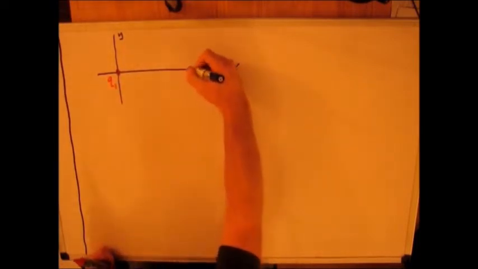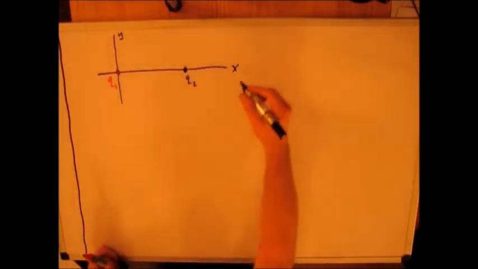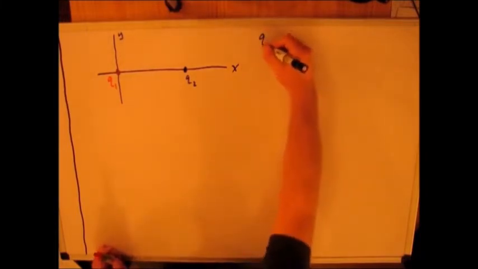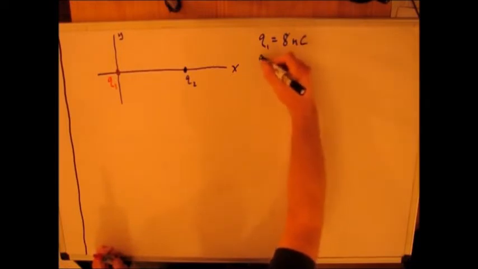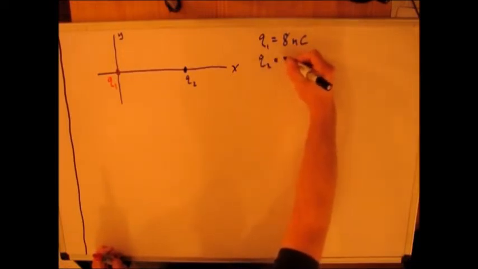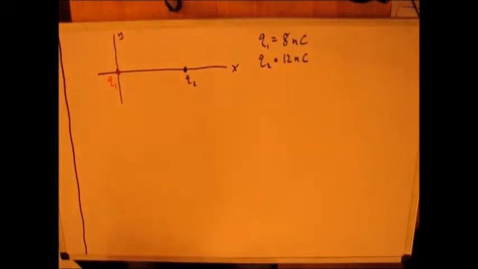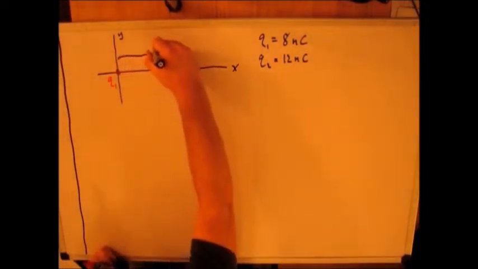And then Q2, and so there are the values of those charges. Q1 is 8 nanocoulombs. Q2 is 12 nanocoulombs. Okay, so these 2 point charges are sitting there, and they're a distance 4 meters apart from each other.